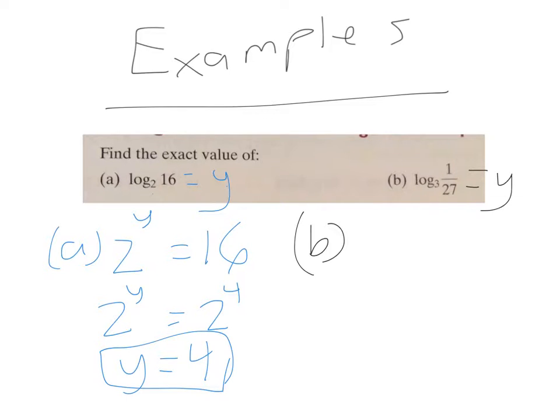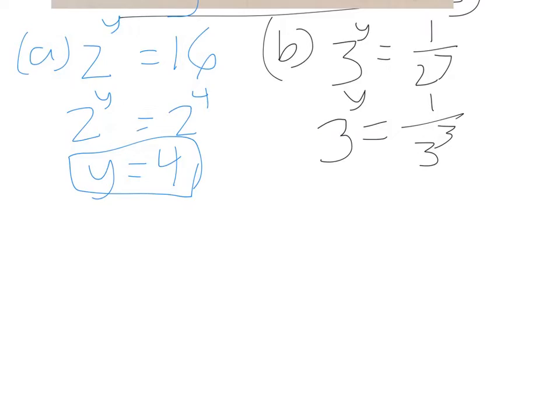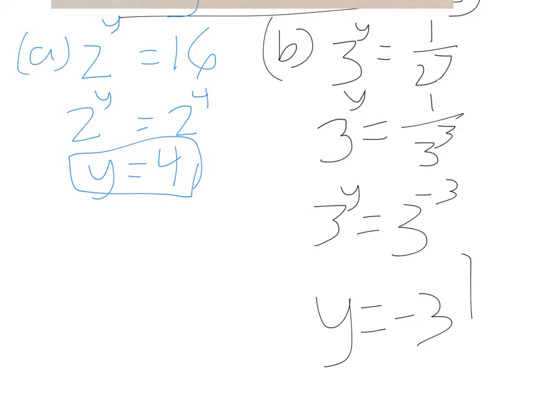Now for part B, our base is 3, so you can take 3 raised to the power of y, so that's equal to 1 over 27. Remember, 27 is just 3 to the third power. 1 over 3 to the third. And 1 over 3 to the third can be rewritten as 3 to the negative third. That tells you that in this instance y is negative 3.